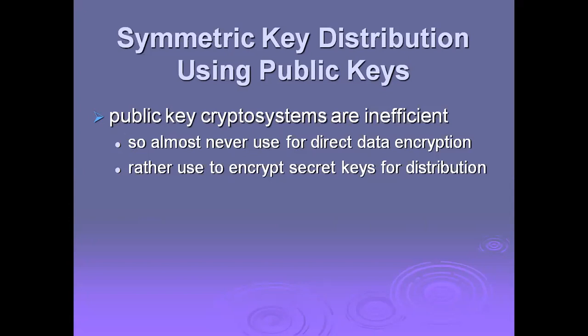Now here, public key crypto systems are inefficient. Why? Because it is almost never used for direct data encryption. It is used to encrypt secret keys for distribution. So instead of data encryption, it can encrypt the secret keys. That's why public keys are not very good actually. Private keys are more efficient than public keys. That is called symmetric key. Symmetric key is a private key, asymmetric key is a public key.